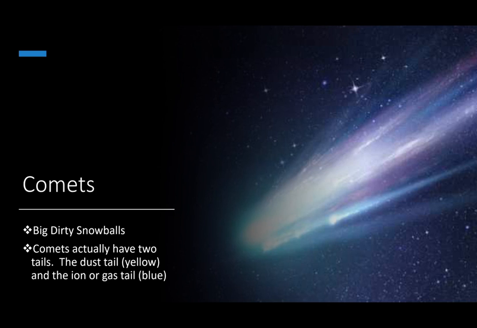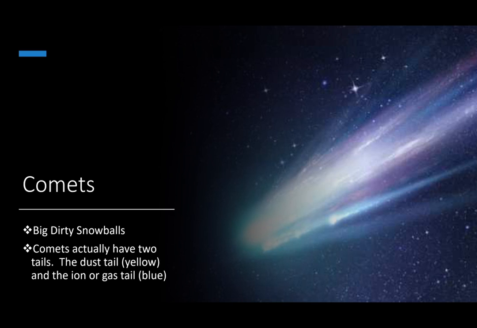Comets. Comets are called big dirty snowballs. Basically, they're balls of ice and dirt or dust, and they're flying through space. They have two tails, and we can kind of see that in the picture here: the dust tail that has a yellowish hue, and the ion or gas tail that has a blue hue.